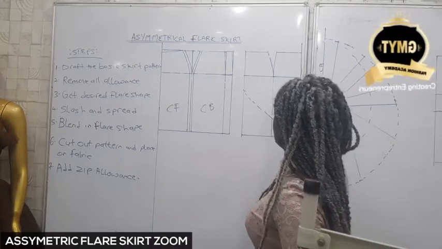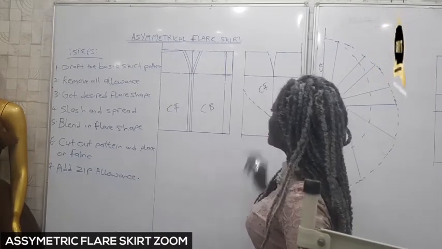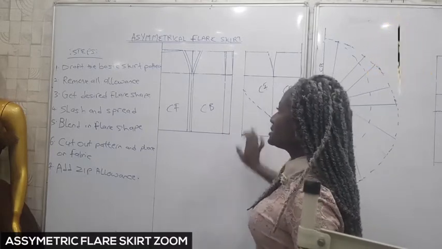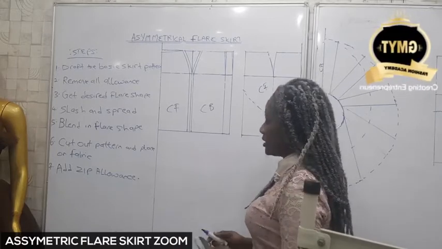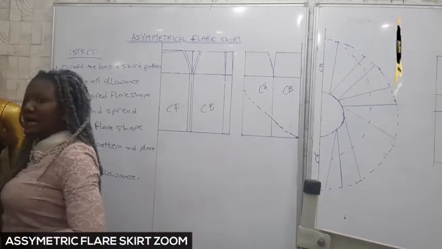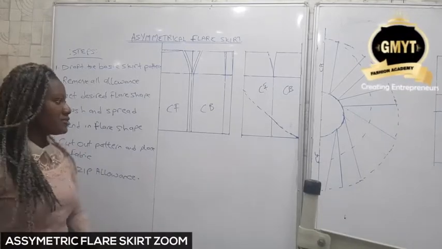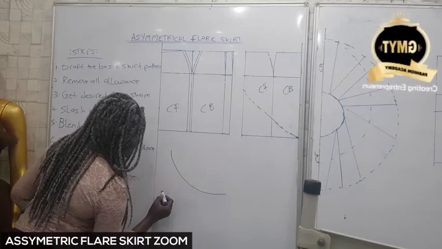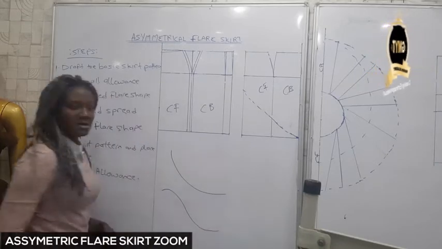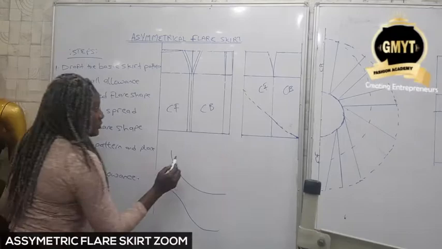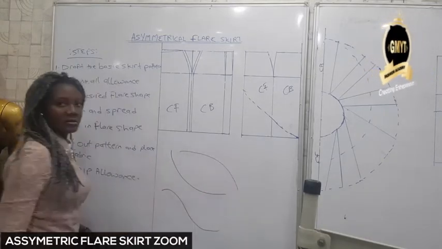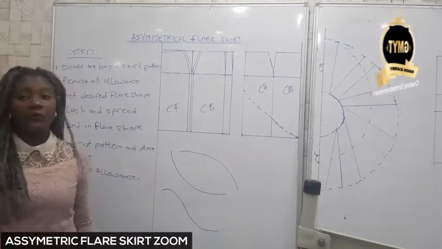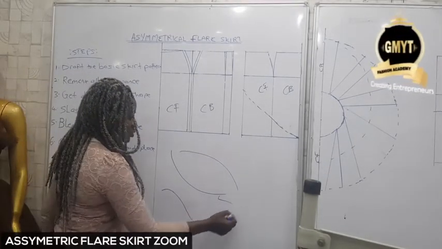So I have my CB and I have my CF. That's removing all the allowance. I do not have the zip allowance, neither do I have any side allowance. The next thing is to get my desired flare shape. To get the high-low skirt, there are different shapes. I can either have this shape or this shape. It's all a matter of choice. Some people even prefer this shape. It depends on how curvy you want the down part to be. But for me, I only approve this one and this one.